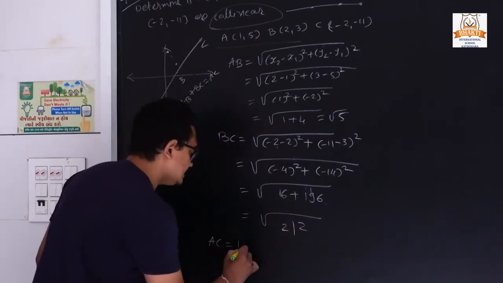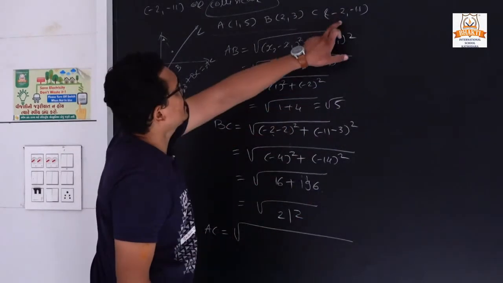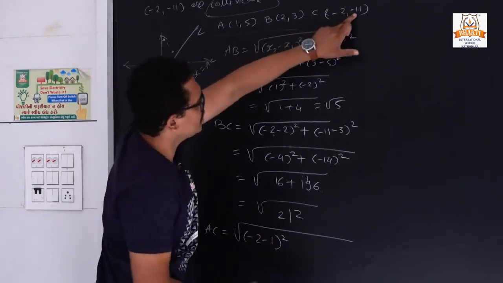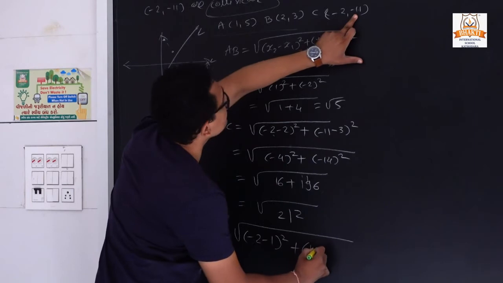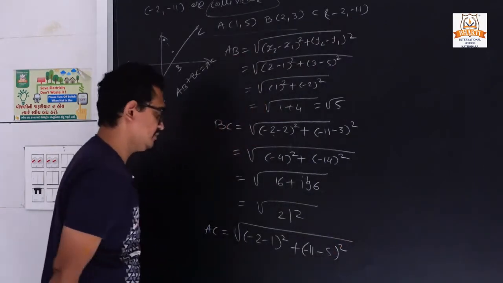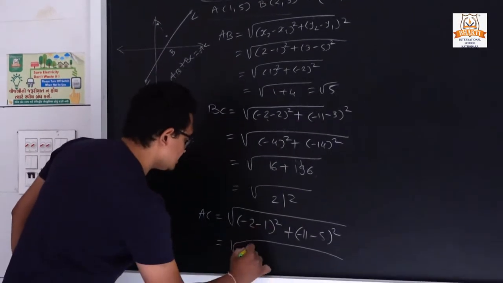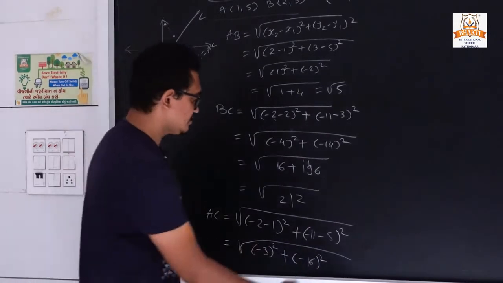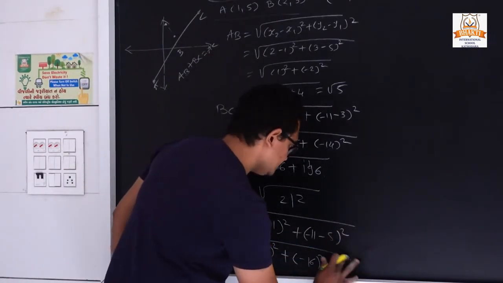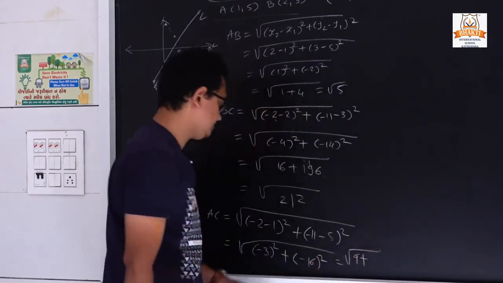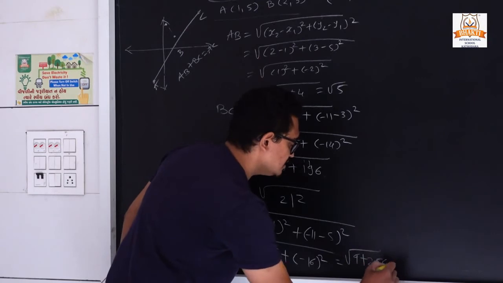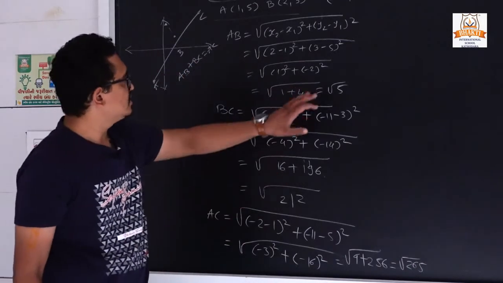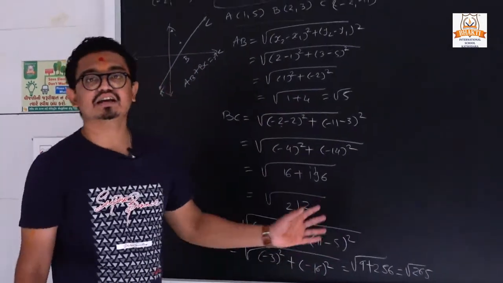Now we can also find AC, A and C. So (-2 minus 1) all square, x2 minus x1, and y2 is -11 minus 5 all square. So AC is equal to -3 all square plus -16 all square. So -3 square is 9. We can write it like that, under root 9 plus 16 square, which is 256. So 256 plus 9 is under root 265. So it means the summation of any 2 is not equal to the third.